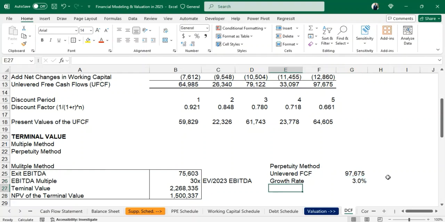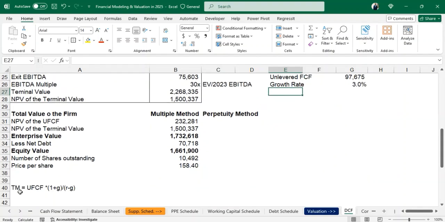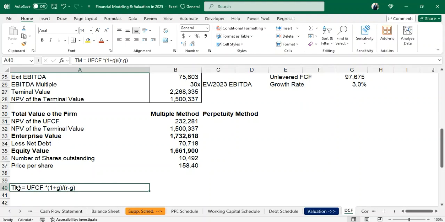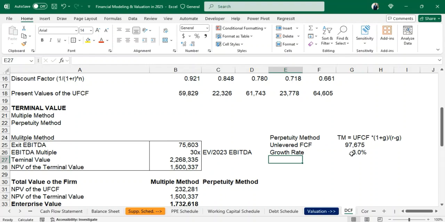The last variable within the perpetuity formula is the discount rate. Let me cut this, come to the top here, and paste here. All right. So the next item we need to also look at is our WACC, which we already have. All right. So we can now have our terminal value.